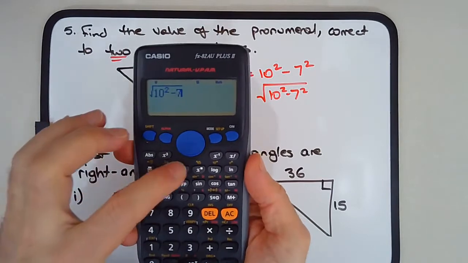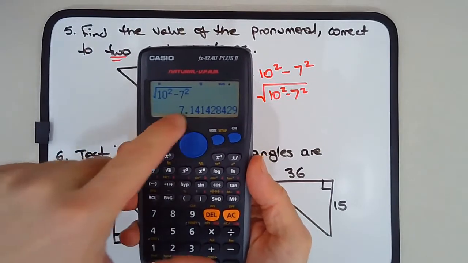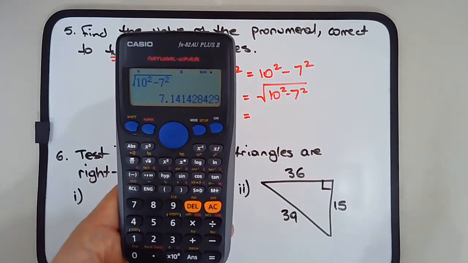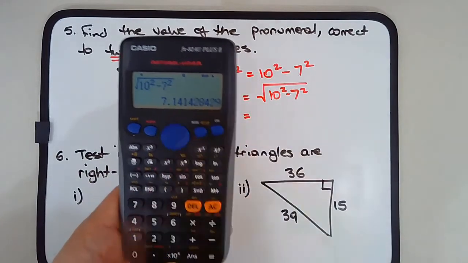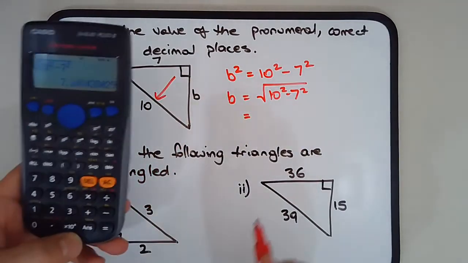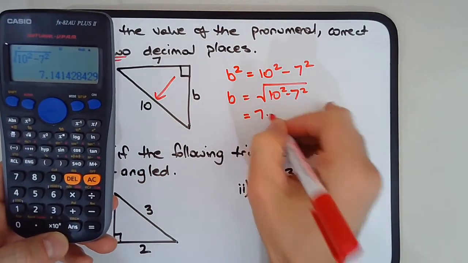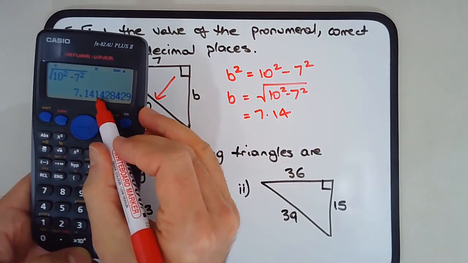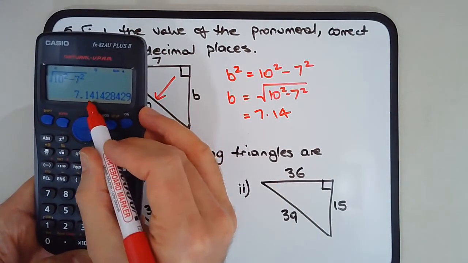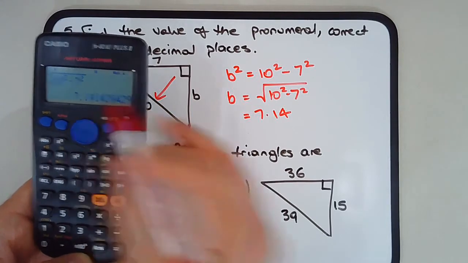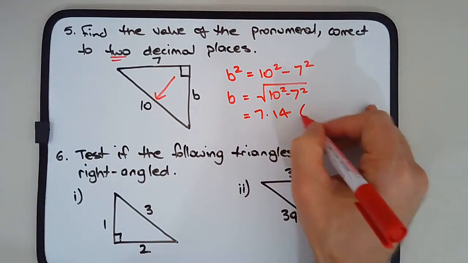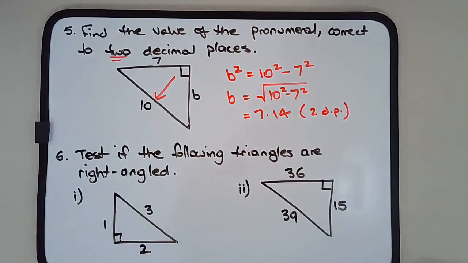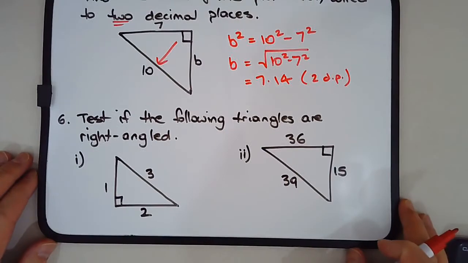Okay, this is another example of a surd, isn't it? Okay, now we get this. All right, no pattern to it again. So that's obviously a surd, but we're going to write it in decimal form because it says so. So that's going to be 7.14, and the number next to the 4 is a 1, which means that 7.14 can stay as is. We don't have to round the 4 up, so that is correct to 2 decimal places. Okay, so 7.14 units.